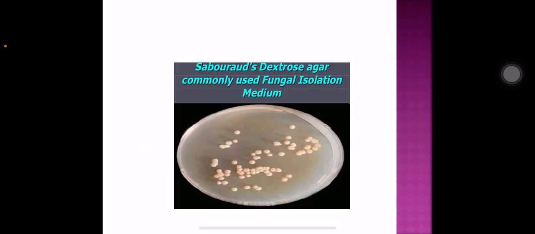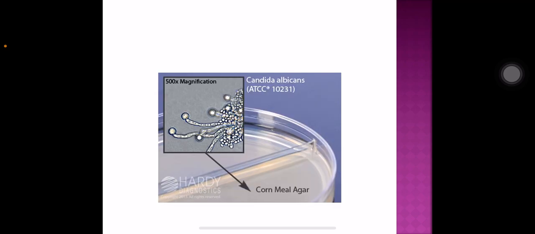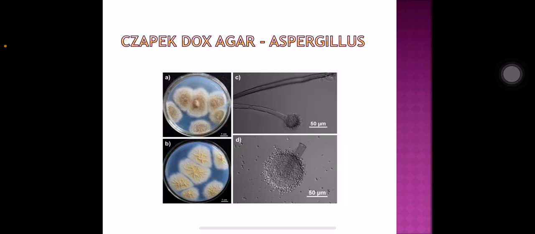Sabouraud dextrose agar is commonly used for fungal isolation, showing colonies of fungi here. And the nutritionally deficient medium known as cornmeal agar can be used for growing fungi, and in that, spore formation in the fungi can be figured out in such a nutritionally deficient medium. Fungi will form spores in such a medium. Candida spore formation in cornmeal agar. Sepex tox agar is also useful for growing fungi. Here it shows colonies of Aspergillus in Sepex tox agar.